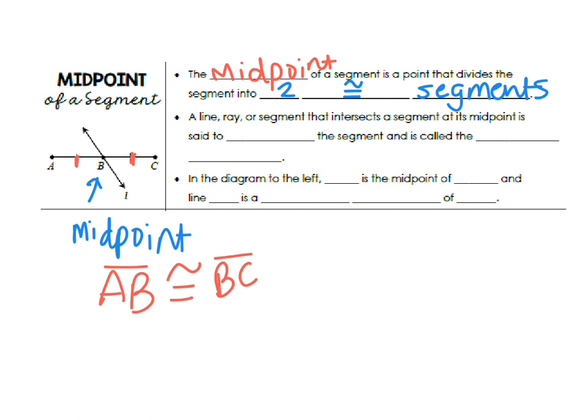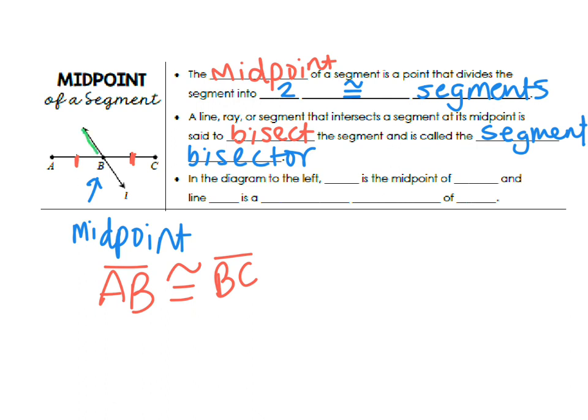A line, ray, or segment that intersects a segment at its midpoint is said to bisect the segment, and it is called the segment bisector. Okay, so a midpoint cuts the segment into two equal pieces. Well, so does a segment bisector.